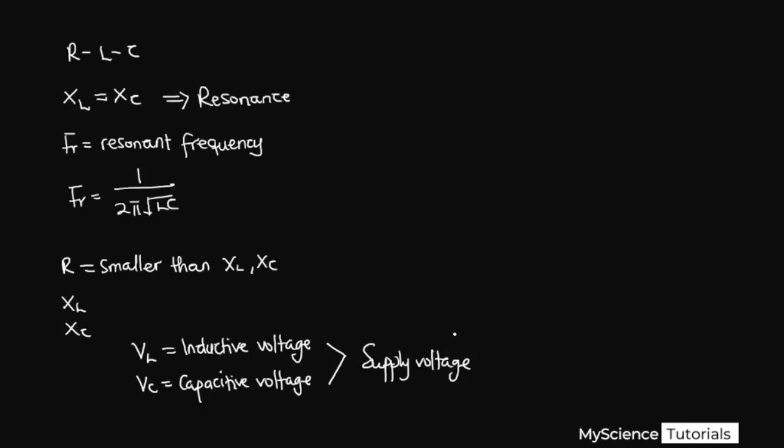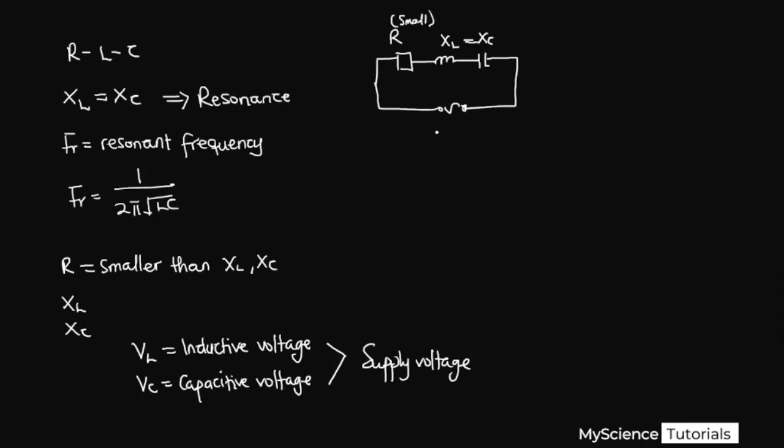And when this occurs, we see that there is a voltage magnification, or there is something we call Q factor. This simply means that when we have an RLC series circuit, so we have a resistor, inductor, and a capacitor connected to an AC source, and our inductive reactance is equal to our capacitive reactance, and our resistance here is very small.